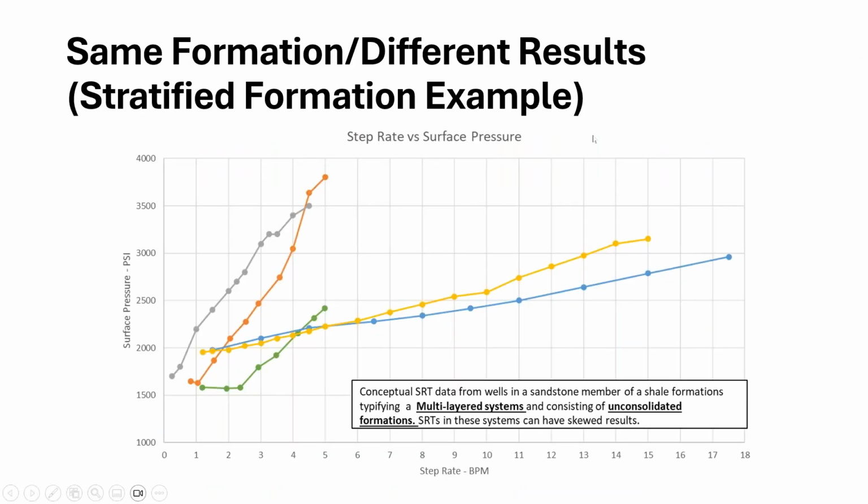This is labeled conceptual, but it's data collected from other permit applications in Wyoming for a stratified formation, the Tekla. As you can see, surface pressures are quite different for these tests. And that could be a result of many things. But if you look at the Tekla, there are many sandstone members in that, along with shale layers, and it's a multi-layered system.